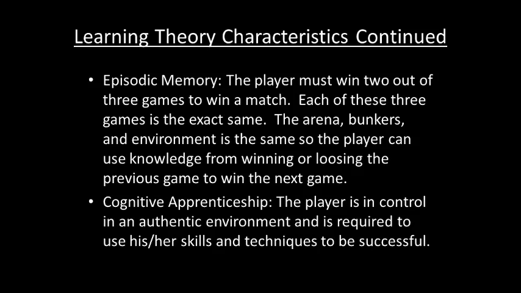In cognitive apprenticeship, the player is given an authentic environment to apply skills and tools to learn. The learning is taking place in an environment in which it can be applied. The environment teaches you how to be successful, and the player is given tips, feedback, and coaching. In this game, the player is given tips after each game and constant feedback on his or her progress. There is also a tutorial at the beginning of the game to help coach the player through the rules and regulations of the game.